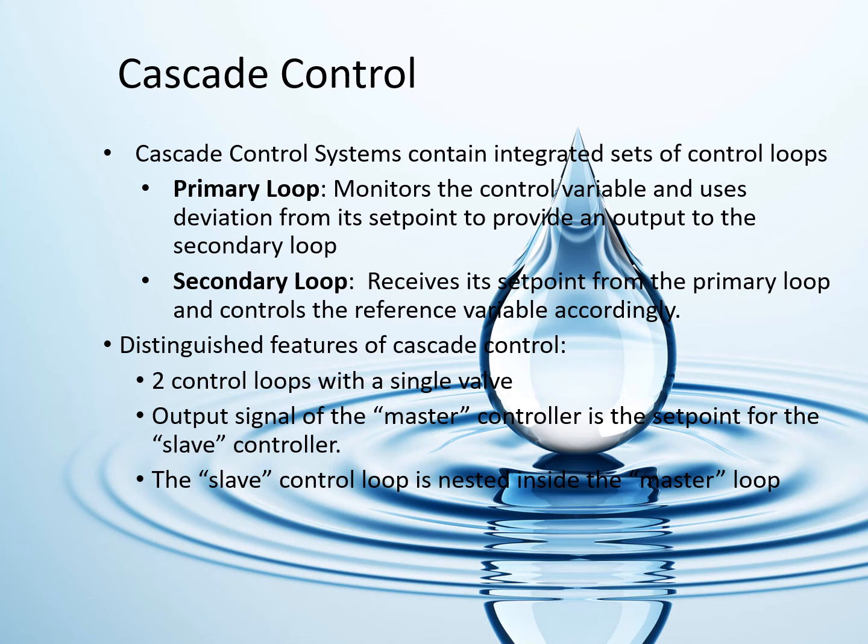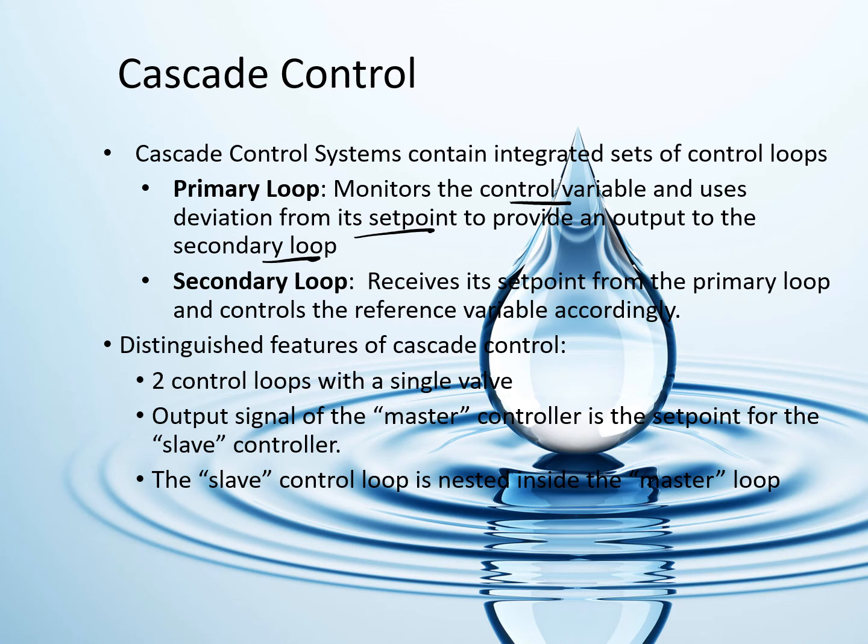Okay, next I move to the cascade control. It is quite different as compared to feedback and feed forward. Basically, feedback and feed forward control is a single loop control, but in this cascade control, we have a double loop control. The loop consists of a primary loop and also a secondary loop. The function of the primary loop is to monitor the control variable and use its deviation from the set point to provide an output to the secondary loop. Later on I will show the figure on this cascade control so that you can understand more.